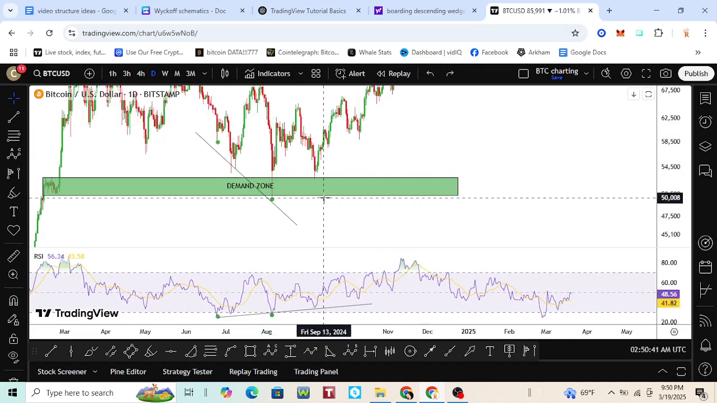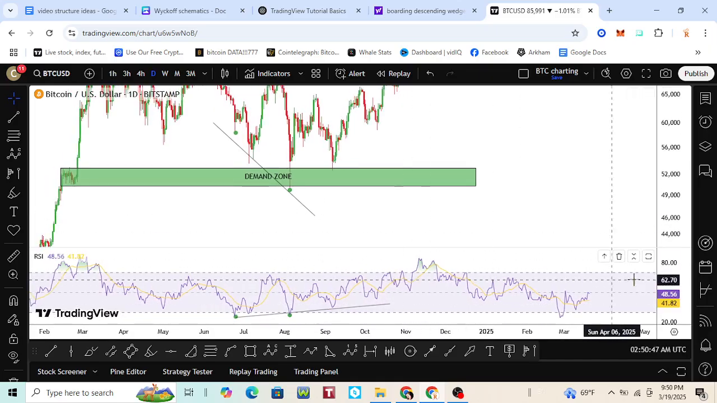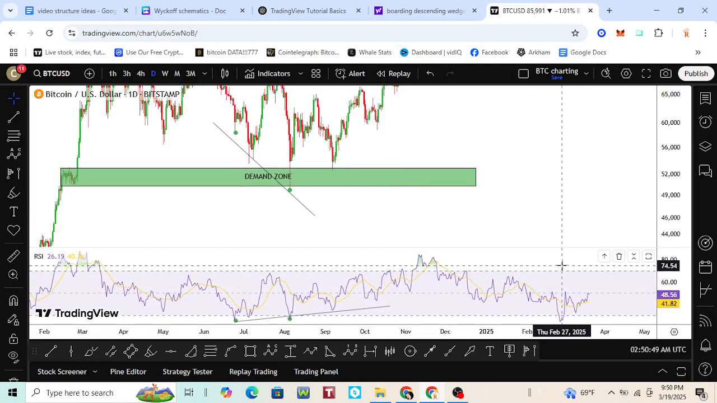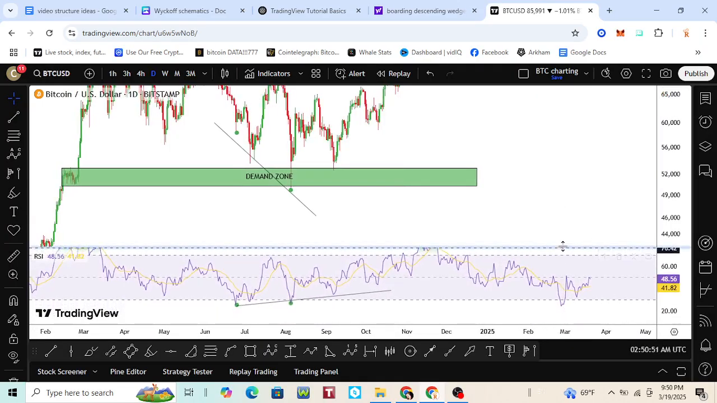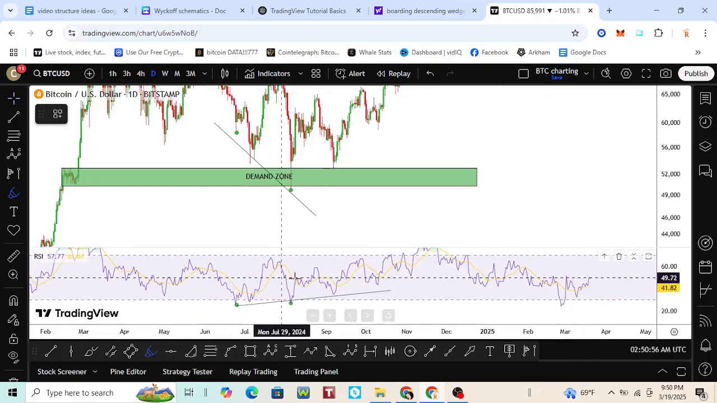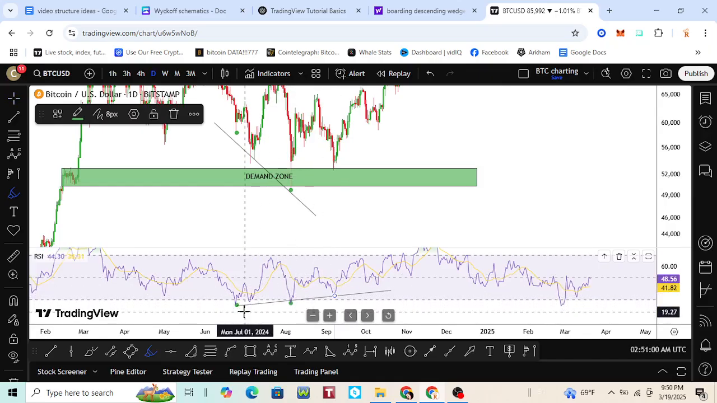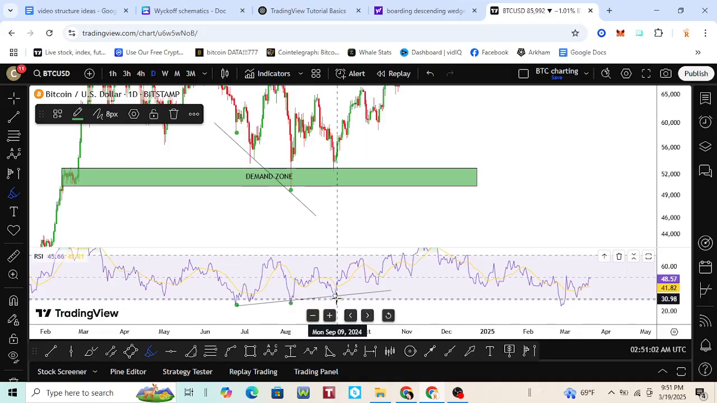I'm going to keep these up here actually. And it wasn't until we had another, man, this thing is annoying. Let me move it up right here. It wasn't until we had another higher low point. This is a higher low on the RSI.